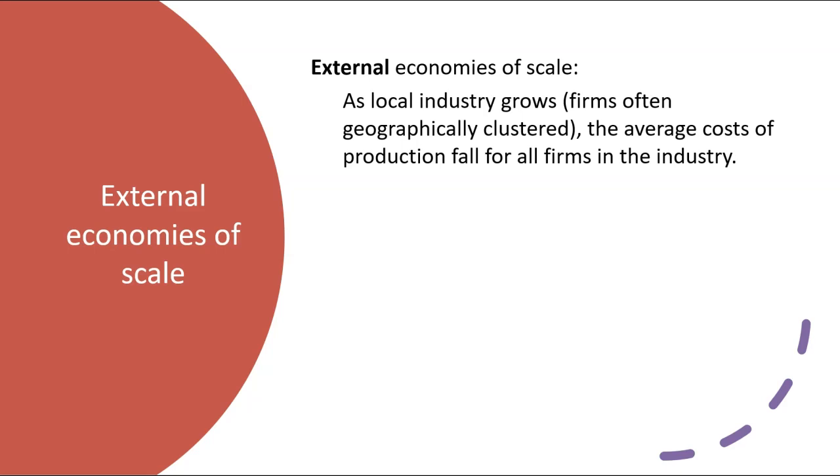local industry grows, focusing on a particular industry, where often the firms are geographically clustered. This is not necessary, but it's often the case. So think of something like Silicon Valley, for example. Anyway, when a local industry grows, the average costs of production fall for all of the firms in that industry.